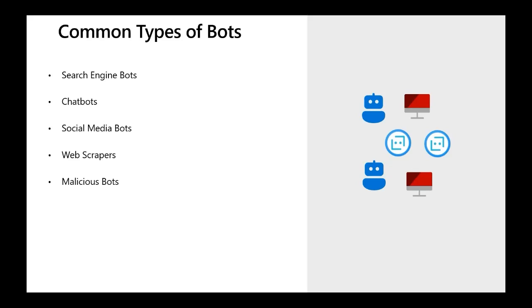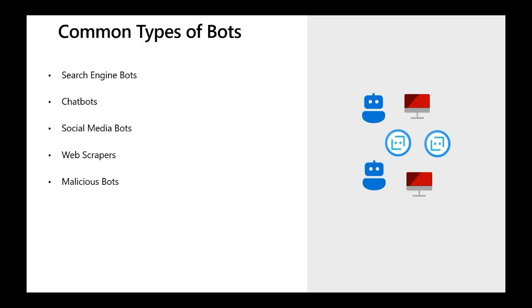We have web scrapers, and these are bots that are used to extract data from websites for various purposes. We also have malicious bots, and these are bots specifically created to perform harmful activities. This can include scraping, account takeovers, DDoS attacks, amongst others, also spreading malware and aiding in data exfiltration. And then, of course, malicious bots can also be used for IP spoofing.